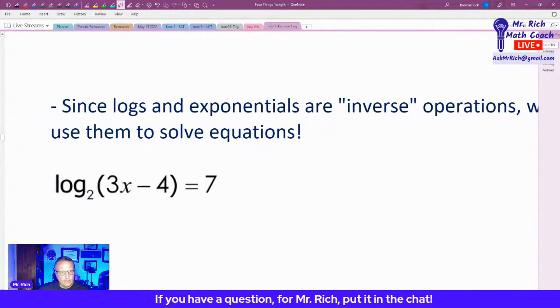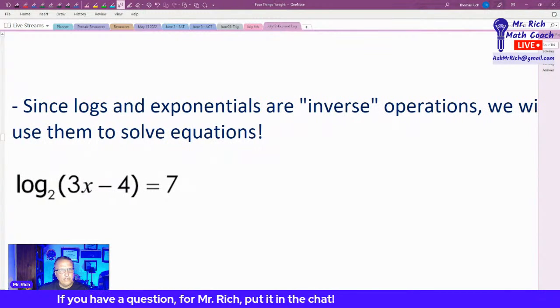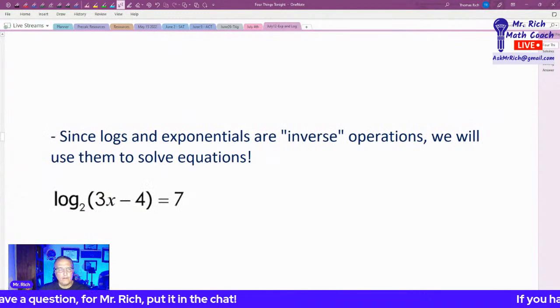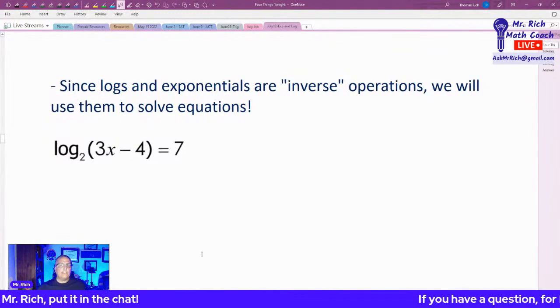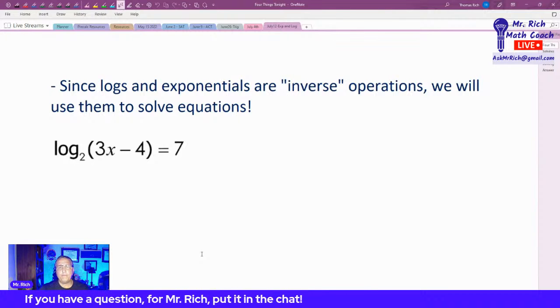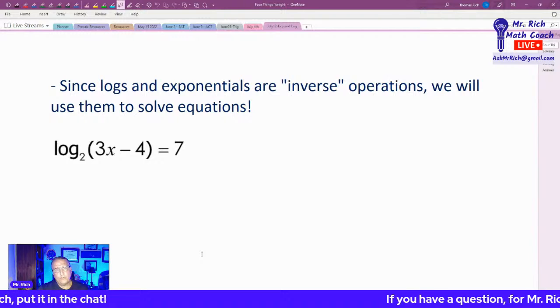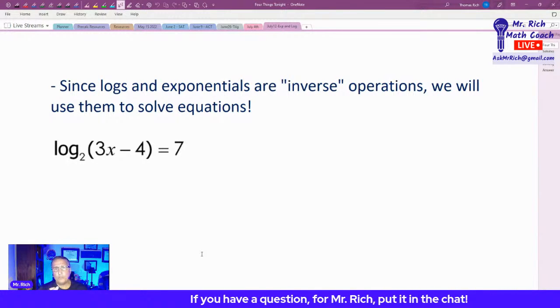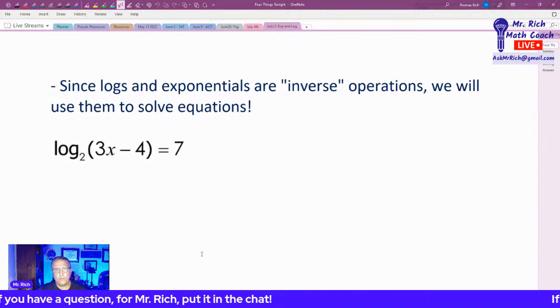Now, let's move on to the next idea that I wanted to cover tonight, and that is this idea that since logs and exponentials are inverse operations, we're going to use them to solve equations. Now, this is where things maybe vary a little bit from how you were taught in your Algebra 2 class or your pre-calc class. A lot of teachers would teach a solution to this particular problem by converting it from a log to an exponential function.